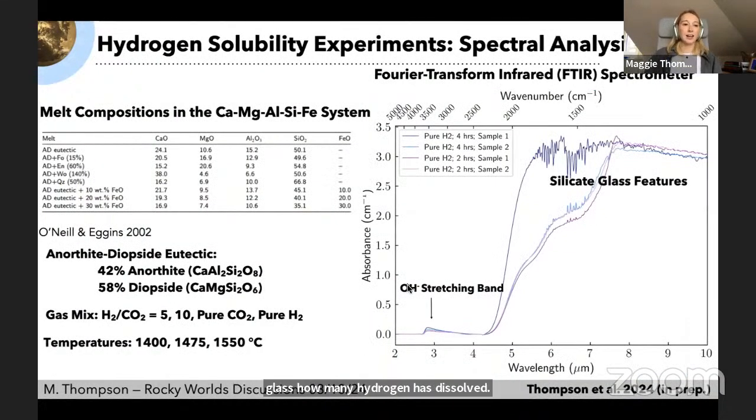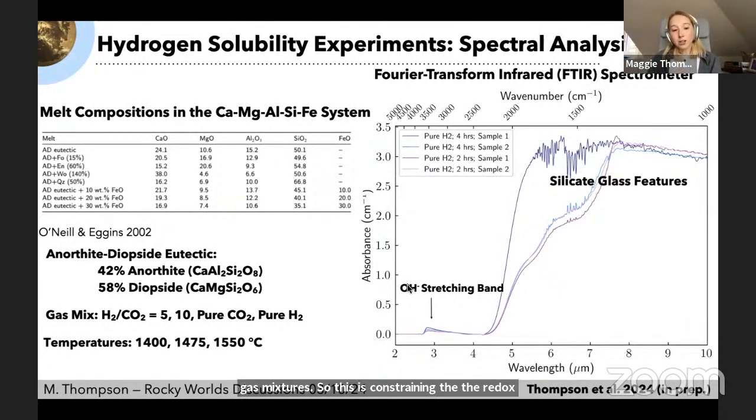I know that tables in presentations can be super annoying, and this one has small font, so it is not something for you to look at in a lot of detail. All that it is to show is that we're focusing on melts in the CMAS, or calcium, magnesium, aluminum, silicon system. In some of these cases, we've also added iron. We are varying the proportions of each of these components systematically, so we can also try to get an understanding of the effect of melt composition on hydrogen solubility. And again, we looked at a different range of gas mixtures, so this is constraining the redox state of our environment, and also a range of temperatures.